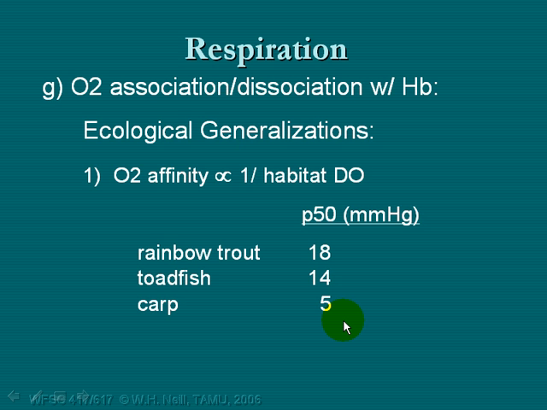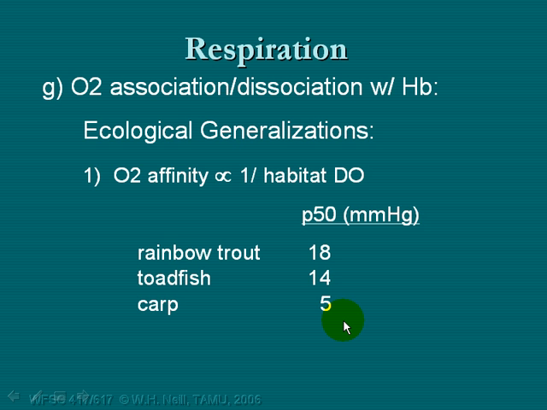It only takes 5 millimeters mercury partial pressure in the plasma of carp blood to achieve 50% saturation of the hemoglobin at steady state. A rainbow trout, on the other hand, and other active fish from oxygen-rich habitats tend to have much lower affinity, so it takes 18 there. Toadfish, I show there just because toadfish is not a real active fish, but it lives in an air-rich, fairly oxygen-rich habitat, so it has fairly low affinity.